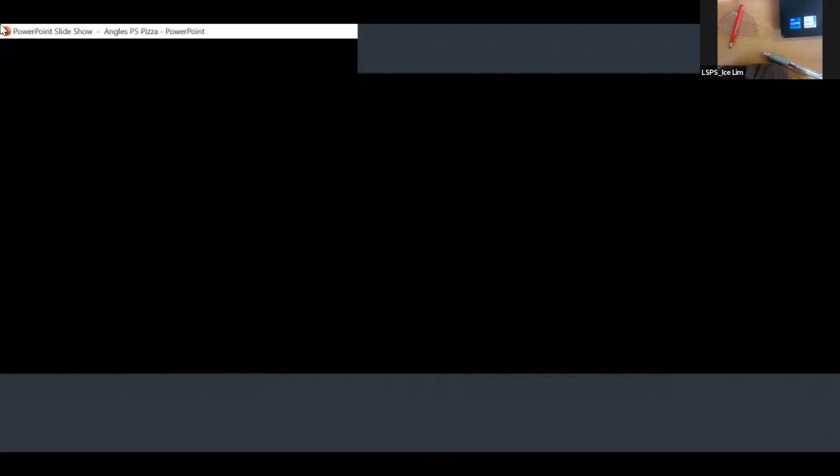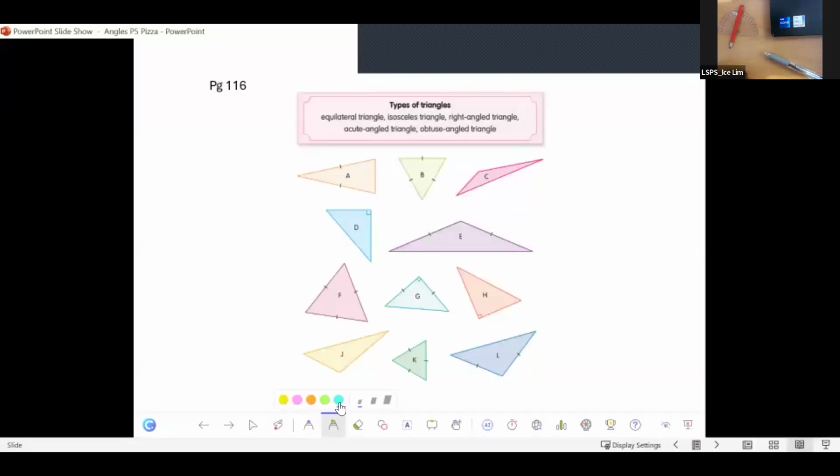So this is page 116. A quick recap of the types of triangles. So I'm going to make annotations here in a neutral color with blue. I'm going to write down for equilateral on page 116 of your textbook. I'm going to put down E for equilateral, I for isosceles triangle, R for right angle triangle.